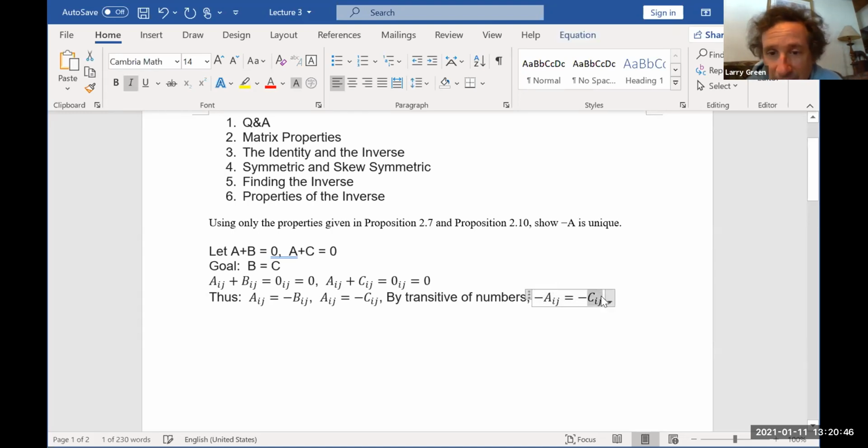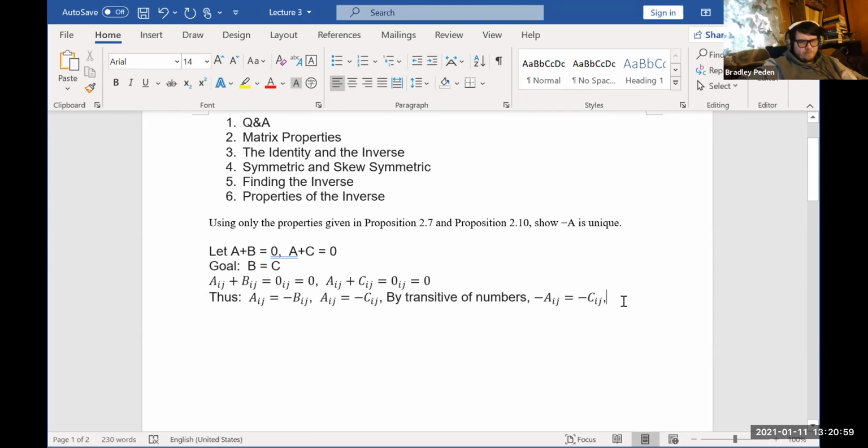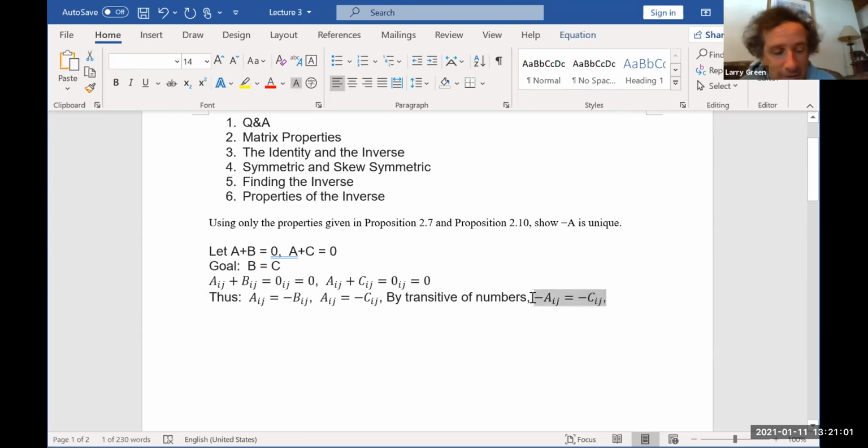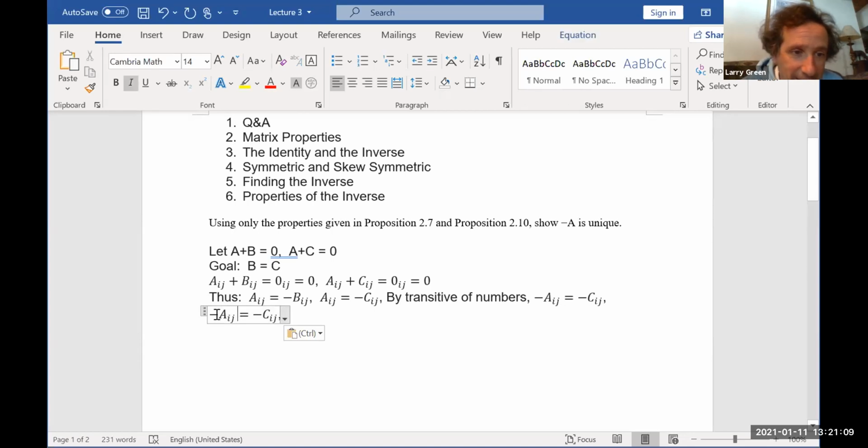But now these are numbers. And if I have negative a number equals negative a different number, what can I do to both sides? Divide out the negative. Or I'm going to make it easier. I'm going to multiply by negative 1. And what I get is that a_ij must then be equal to c_ij.